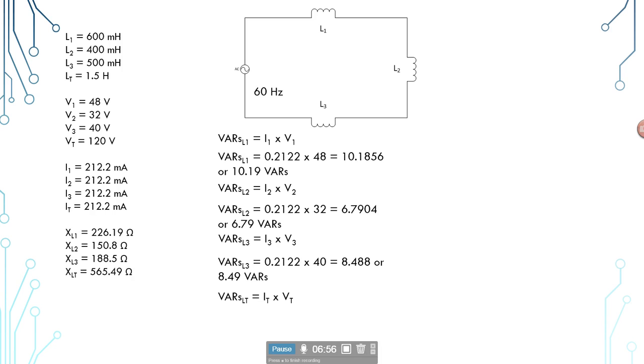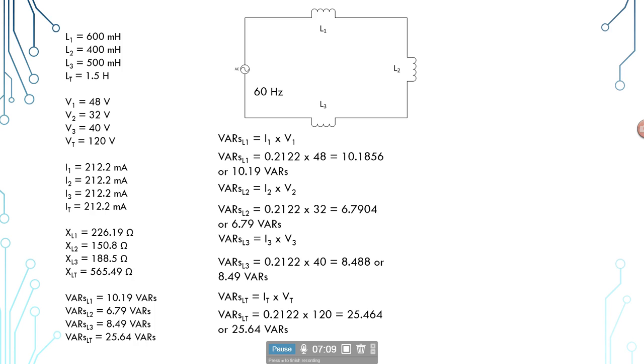And now we need to find our total VARs. So VARs sub LT, we'll use our total current times our total voltage, and that will give us 25.64 VARs.